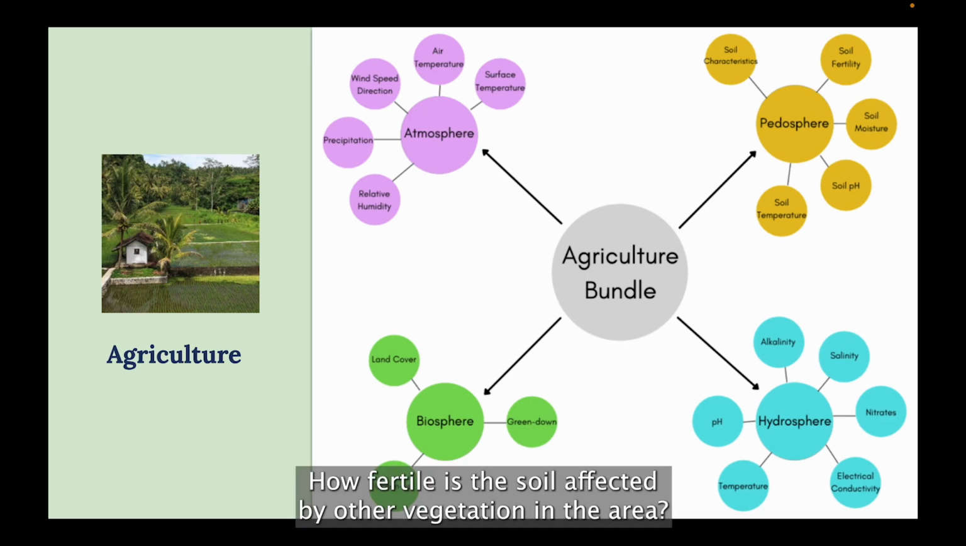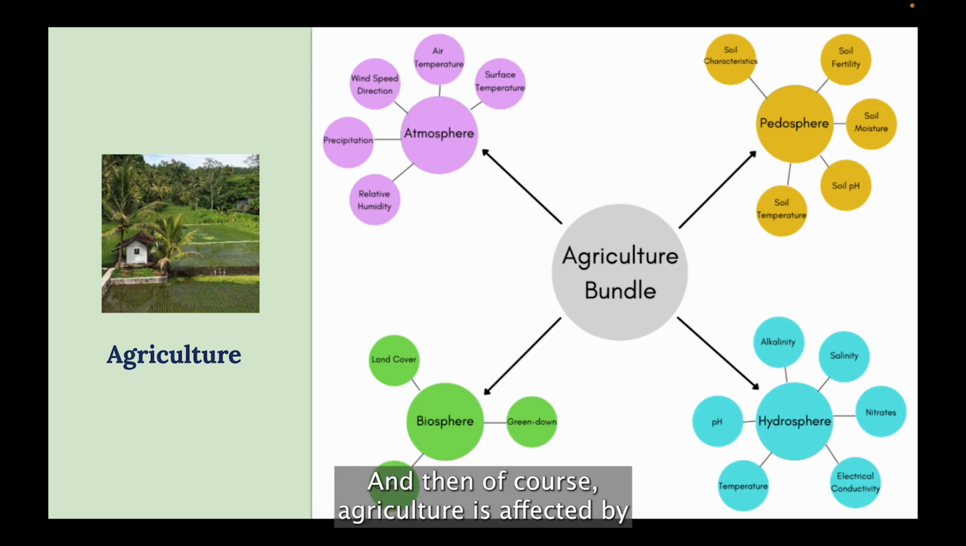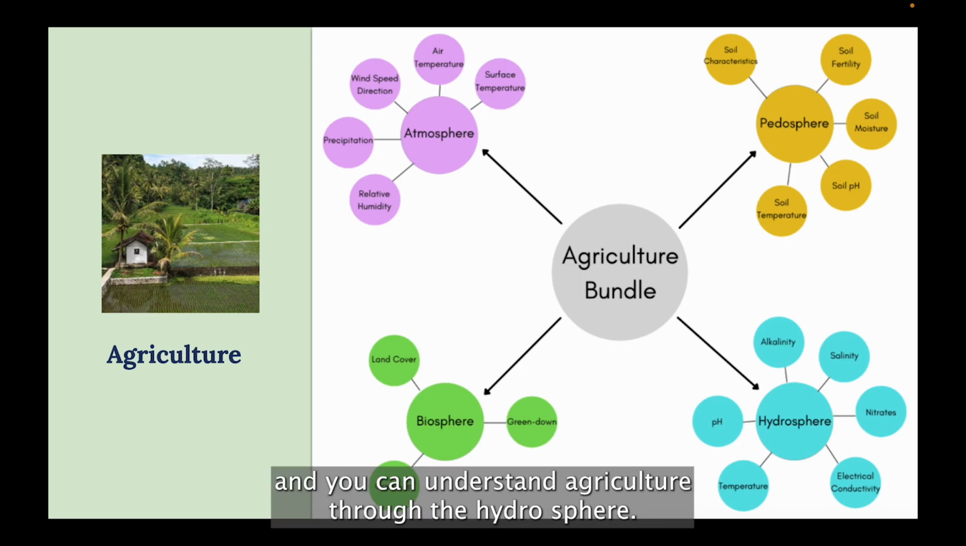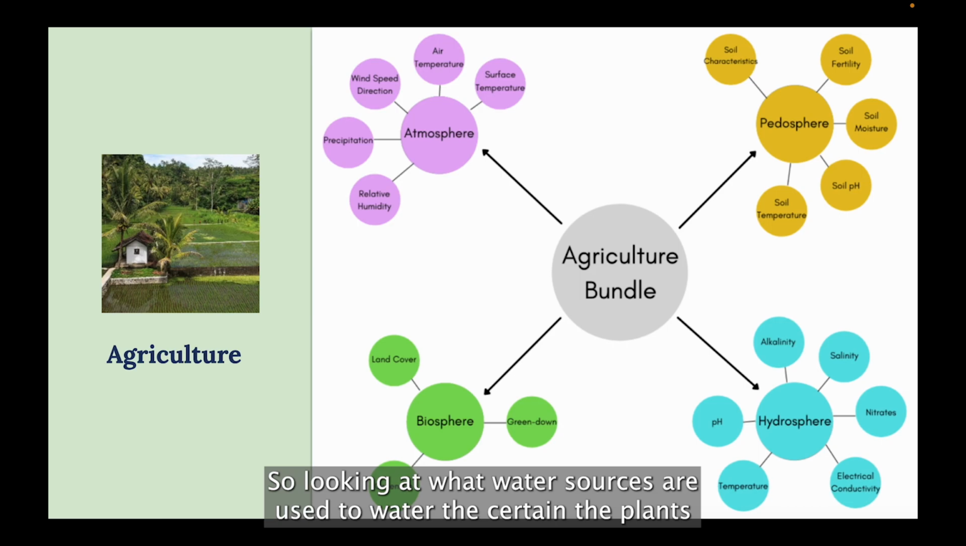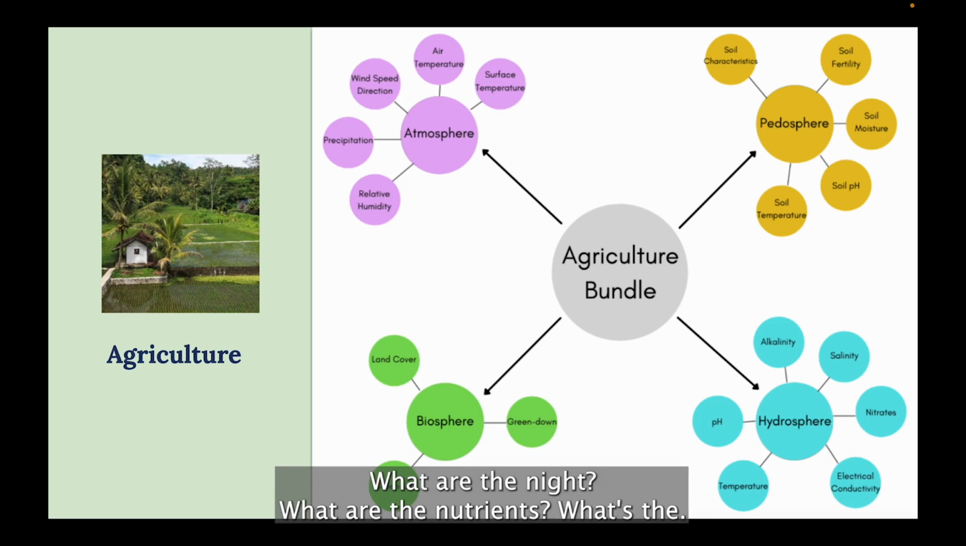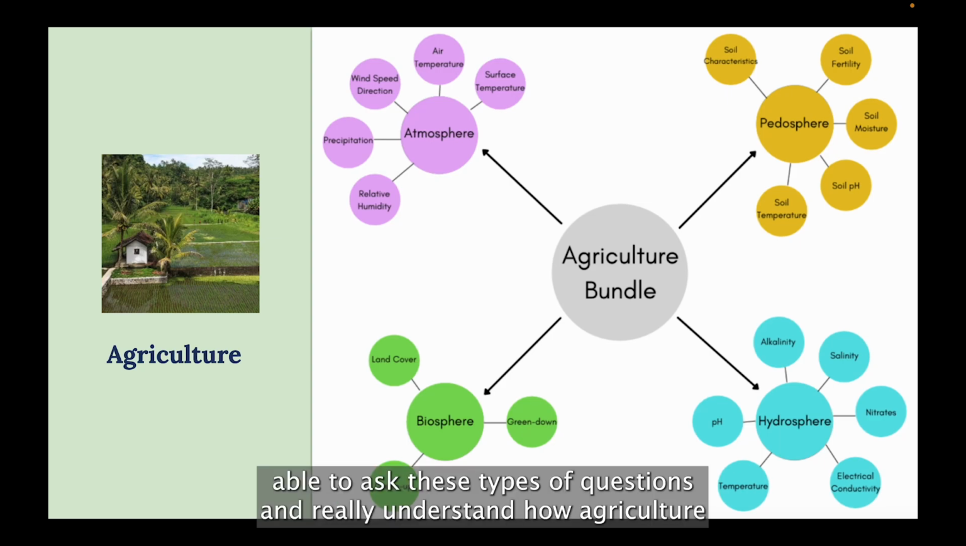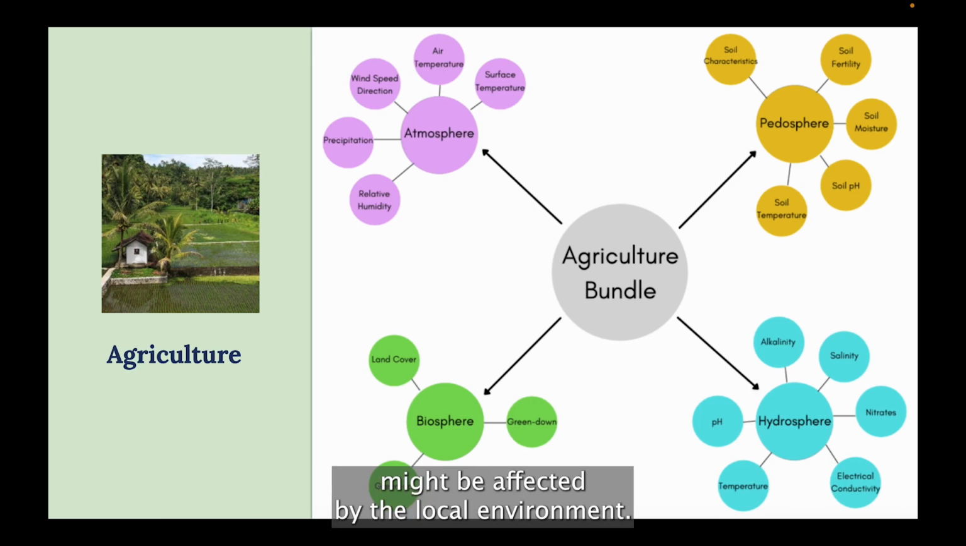quality, soil moisture, how fertile the soil is, other vegetation in the area, the seasons, so green up and green down, and also land cover. And then, of course, you can understand agriculture through the hydrosphere. So looking at what water sources are used to water the plants and vegetation that you're looking at. What is the salinity? What are the nutrients? What's the pH? So in agriculture, you're able to ask these types of questions and really understand how agriculture might be affected by the local environment.